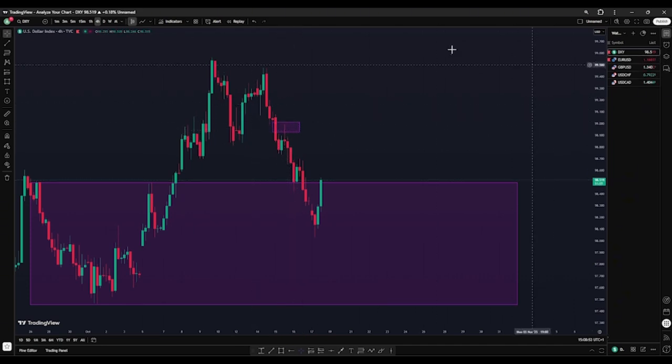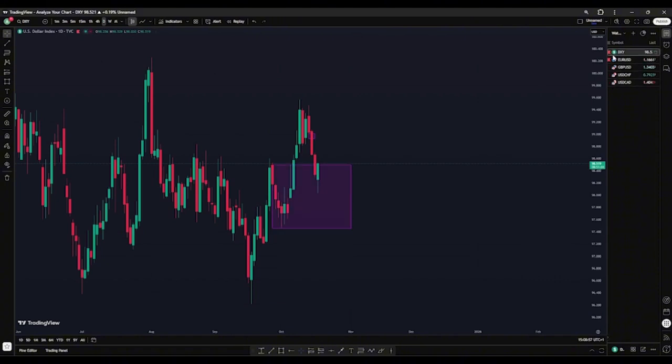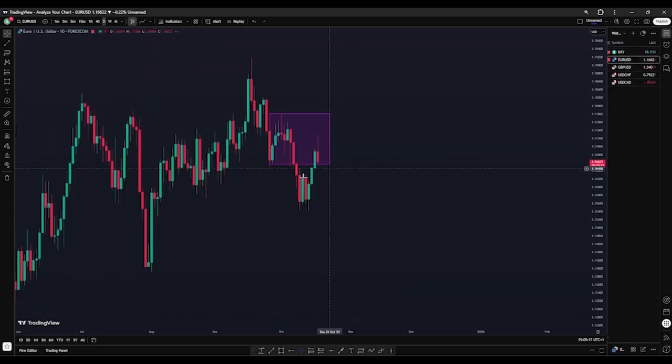Now let's move over to Euro USD, because we are going to see the opposite of this movement on the dollar. If the dollar is bullish, Euro USD is going to be bearish. Most people do not trade the dollar index, but we use it to gauge the movement of the dollar. So we can trade pairs like Euro USD, Pound USD, most major pairs. Let's go to Euro USD and see what we have.